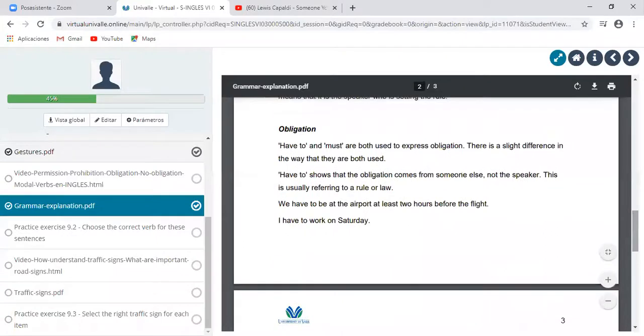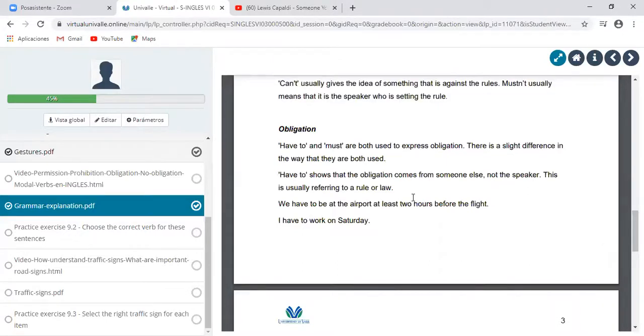Also, we have modal verbs for obligation. In this case, we use modal verb have to and must. Both of them are used to express obligation. There is a slight difference in the way that they are both used. Have to shows that the obligation comes from someone else, not the speaker. This is usually referring to a rule or law.